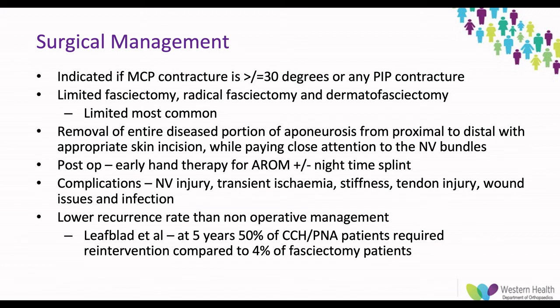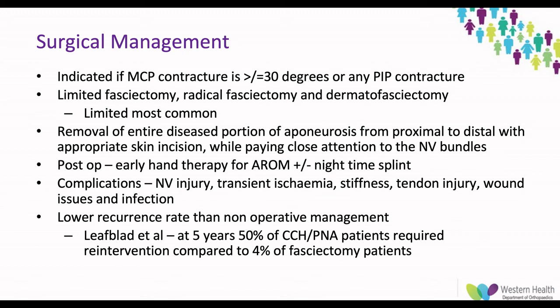In terms of surgical management, this is indicated if the MCP contracture is more than or equal to 30 degrees or if there's any PIP contracture present. Options, as mentioned, include limited fasciectomy, radical fasciectomy, and dermatofasciectomy, limited fasciectomy being the most common. Radical fasciectomy involves concomitant excision of adjacent pathologic and normal palmar aponeurosis to try and reduce the chance of recurrence.